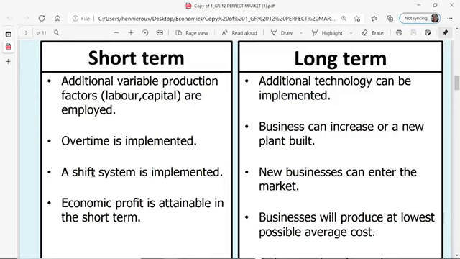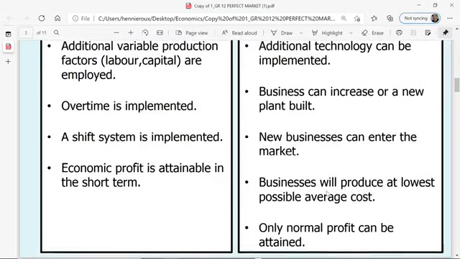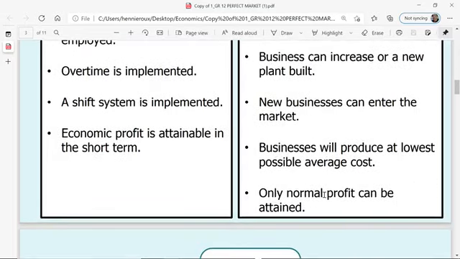So in the short term, we find that a shift system is implemented. Remember, we said workers are working overtime, so now you get people coming in for a morning shift and an afternoon shift, etc. Or new businesses, in the long term, new businesses can enter the market. In the short term, we find that economic profit is attainable, and in the long term, only normal profit can be attained, right? So, very important also to remember is that businesses will produce at the lowest possible average cost.